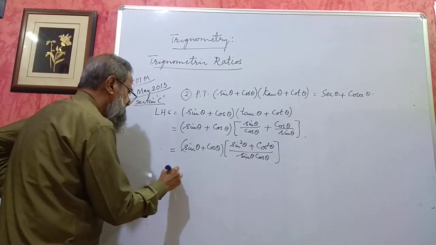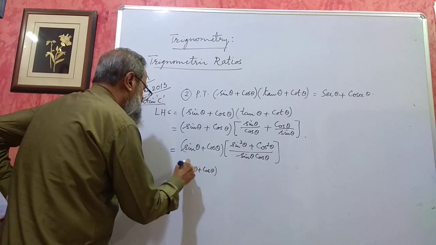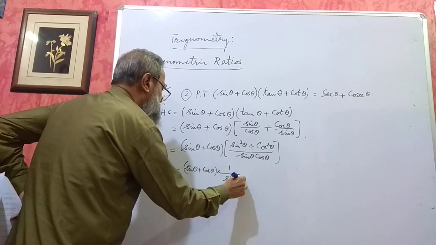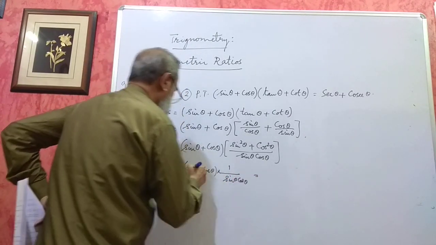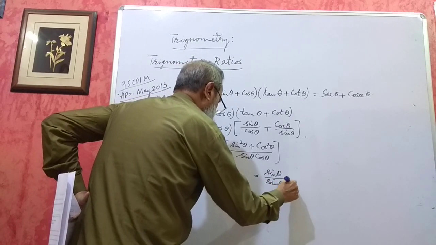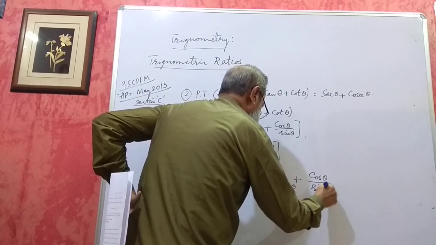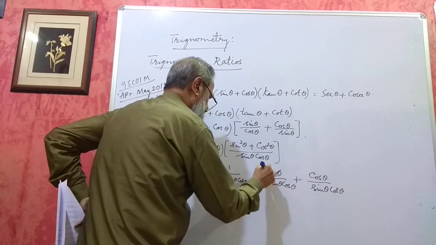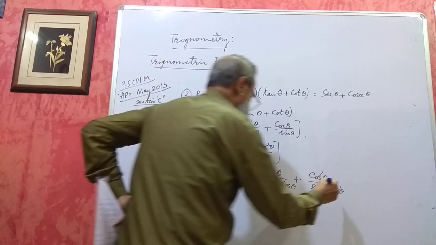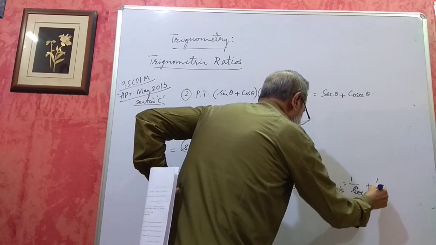Now this will be sin theta plus cos theta multiplied by 1 by sin theta cos theta, or it will be sin theta divided by sin theta cos theta plus cos theta divided by sin theta cos theta. So here sin theta gets cancelled. Here cos theta gets cancelled. So what is left here? 1 by cos theta plus 1 by sin theta.